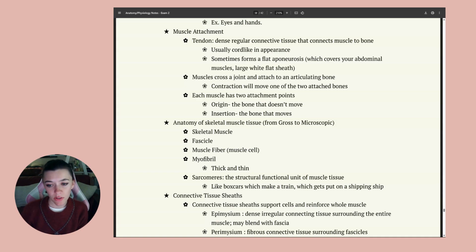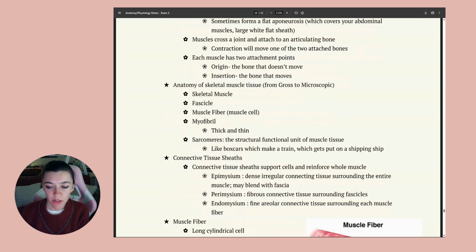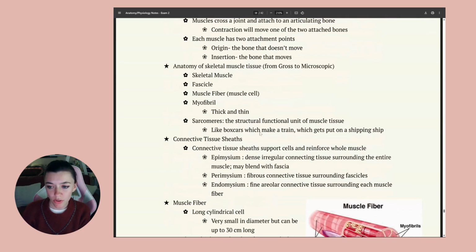The anatomy of skeletal muscle tissue from gross to microscopic. So, skeletal muscle, fascicle, muscle fiber, myofibril, and then sarcomeres. There are 2 different types of myofibrils, thick and thin, and then sarcomeres are the structural, functional unit of muscle tissue, like boxcars, which make a train, and that which gets put on a shipping ship.